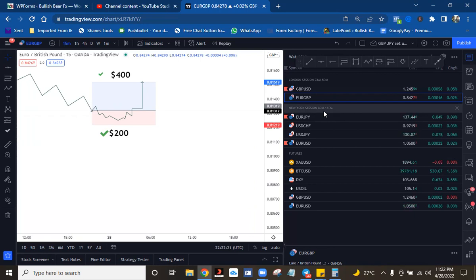So for those in Nigeria, the best time to trade the New York session is between 8 p.m. to 11 p.m. Those in Nigeria, the best time to trade the London session is between 7 a.m. to 5 p.m. All right. It also tallies a bit the same with Ghana. Okay, Ghana, almost the same time with the London session.